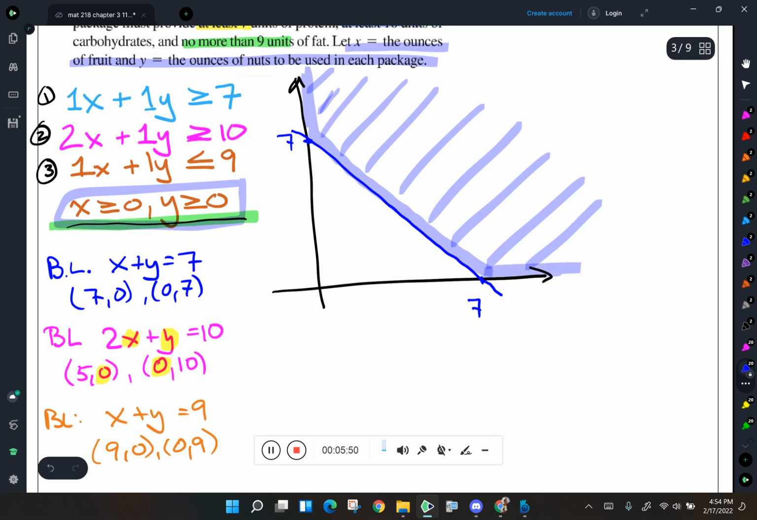Okay. All right, I'm going to go ahead and graph that second one. That second boundary line goes from 5 on the x-axis, so that'd be about there, to 10 on the y-axis, so that's up there. So there we go. Okay. And then I'm going to test the origin. Is 0 plus 0 bigger than 10? Nope. So that means I want this side over here.